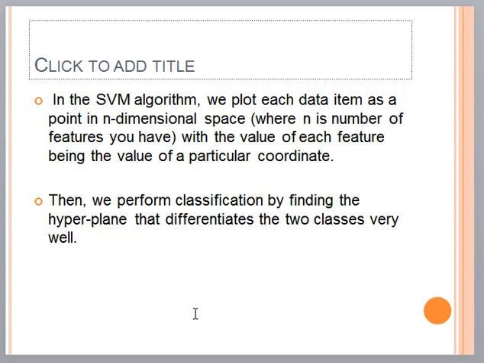In the support vector machine algorithm, we plot each data item as a point in n-dimensional space, where n is the number of features you have, with the value of each feature being the value of a particular coordinate. So in an SVM algorithm, we have a set of data points, and those data points can be in an n-dimensional space. I have told you that this dimensional space can be two-dimensional or three-dimensional, right?